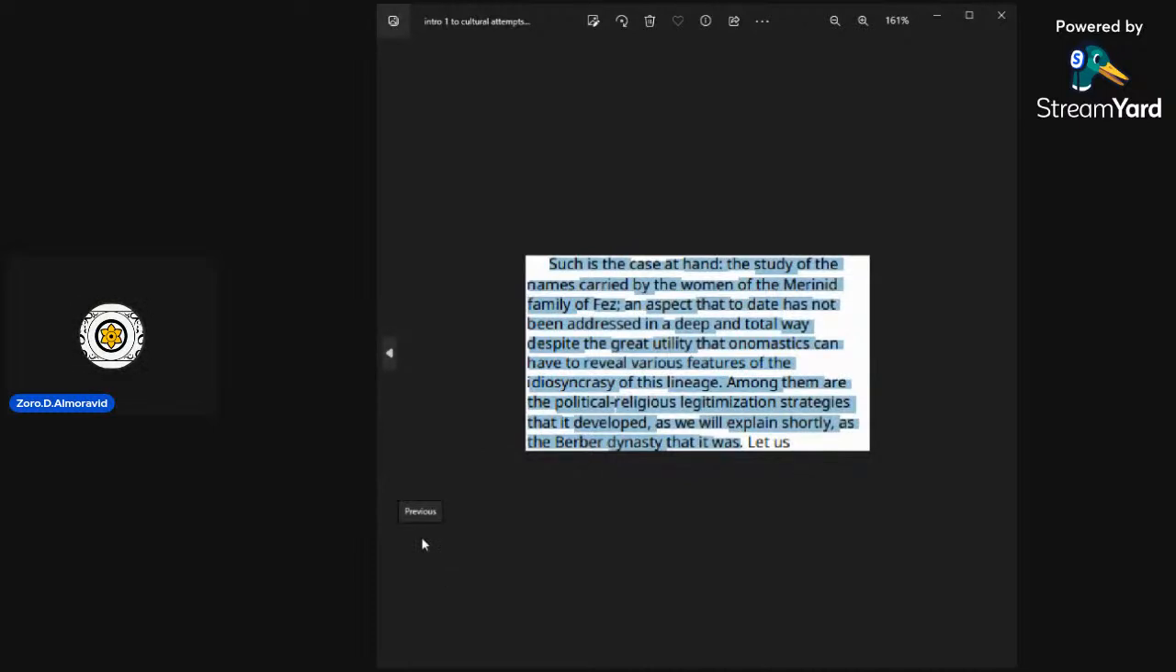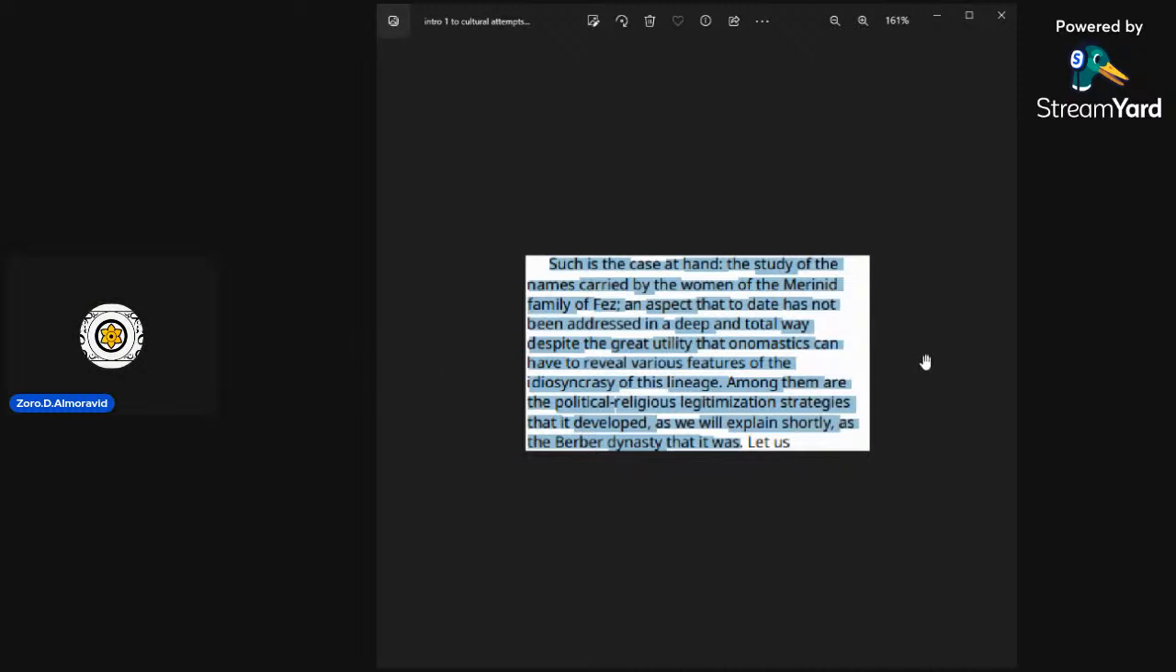is an aspect that to date has not been addressed in a deep and total way, as I said. Very underrated. We need more studies on our history. Despite the great utility that onomastics can have to reveal various features of the idiosyncrasy of this lineage, and we're going to get into detail about the latter, among them are the political-religious legitimization strategies that are developed, as we will explain shortly.